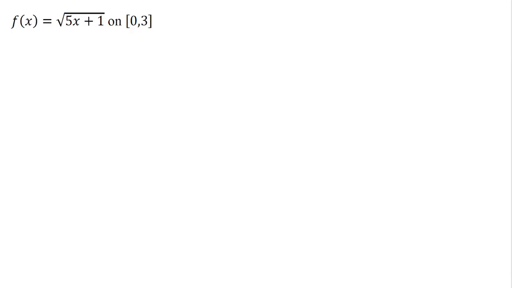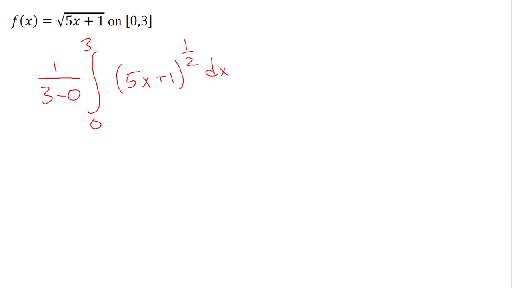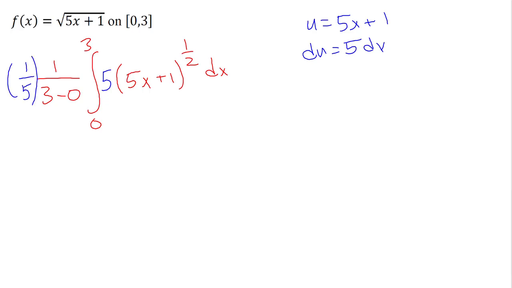All right, for our next one here, we'll start it off as 1 over 3 minus 0 times the integral from 0 to 3 of (5x plus 1) to the 1/2 power. And of course, if we wanted to do the substitution here, we would let u equal 5x plus 1, then du would be 5 dx. Well, that would mean that we would need to put a 5 on the inside of this and a 1/5 on the outside of this.